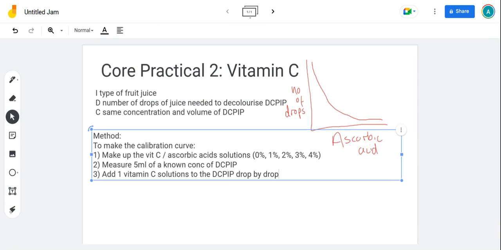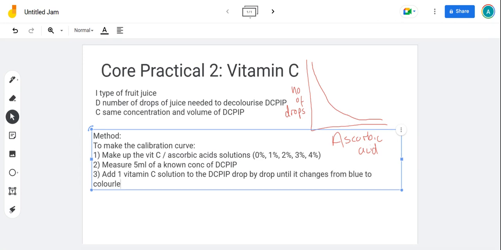You gently shake the test tube for a few seconds after each drop just to make sure it's fully dissolved. And we're looking for when it changes colour. Okay, so the DCPIP's going to start blue and it's going to change to colourless. So add one vitamin C solution to the DCPIP drop by drop until it changes from blue to colourless.